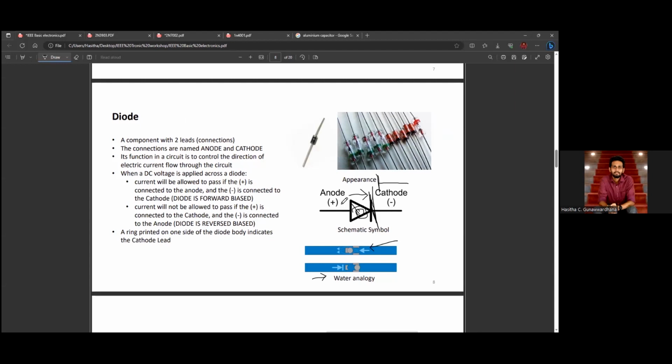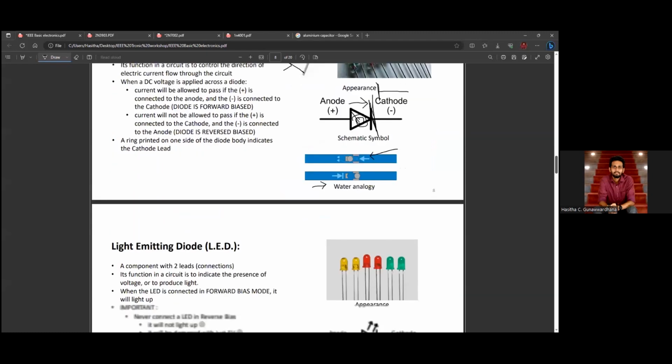If we consider this diode, this ring will denote the cathode, and the other side is the anode, which should be connected to, if you are connecting a battery, the positive. This is the way to connect if we want to allow the current. Okay, then we go to the next slide.